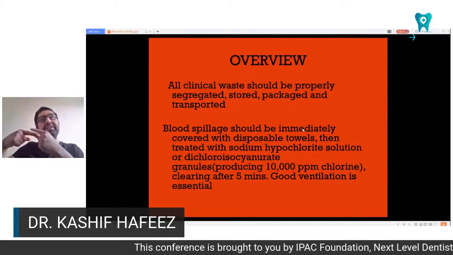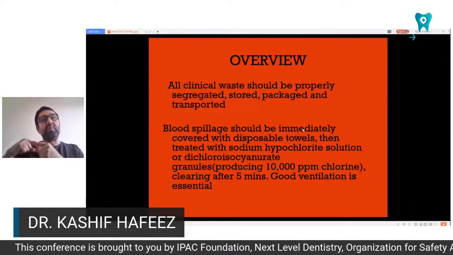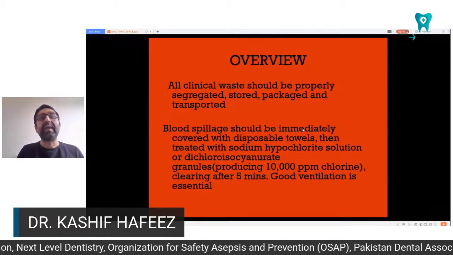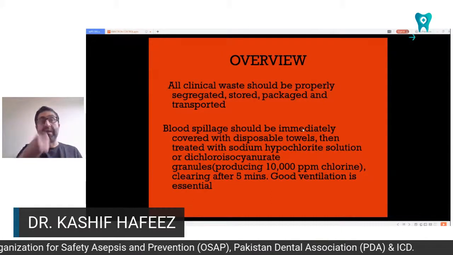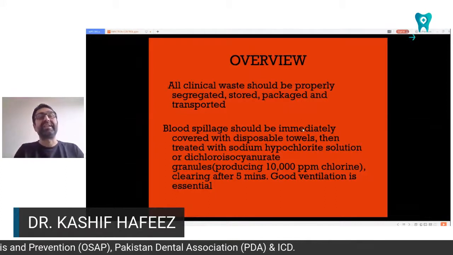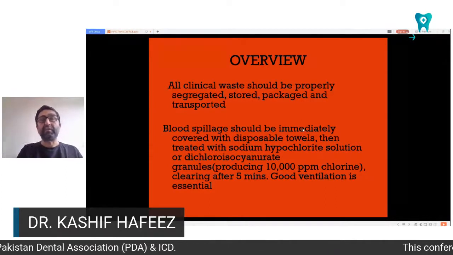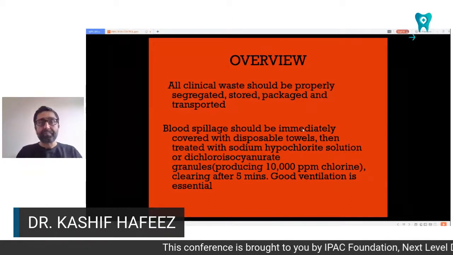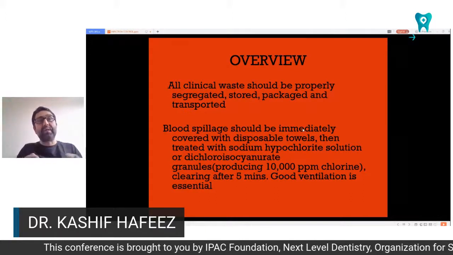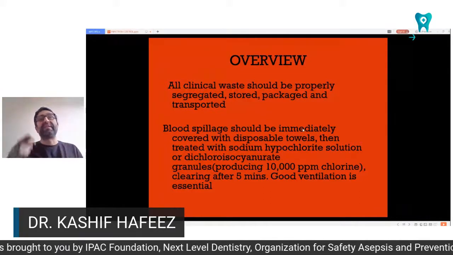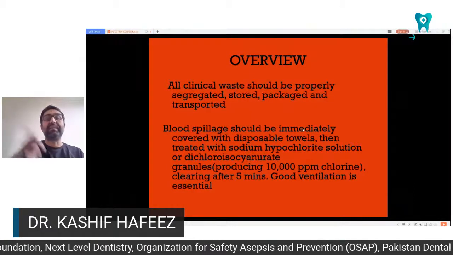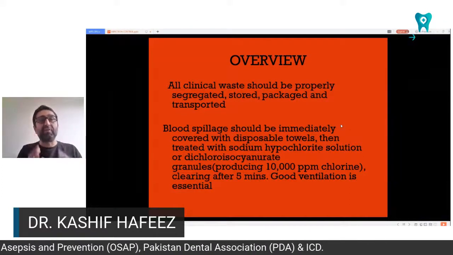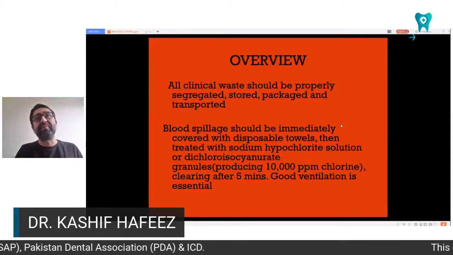And that way you can trace it back to the day where that clinical waste bag was compiled or assembled, and that staff can be held responsible. So that's how the tracing is going to be done. That's where the tracing should be done. There are tags available which you can put on the clinical waste, and those tags can be scanned and can be traced.